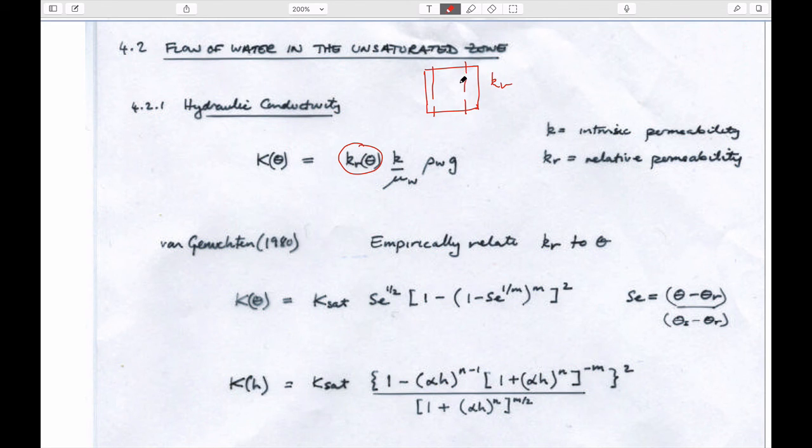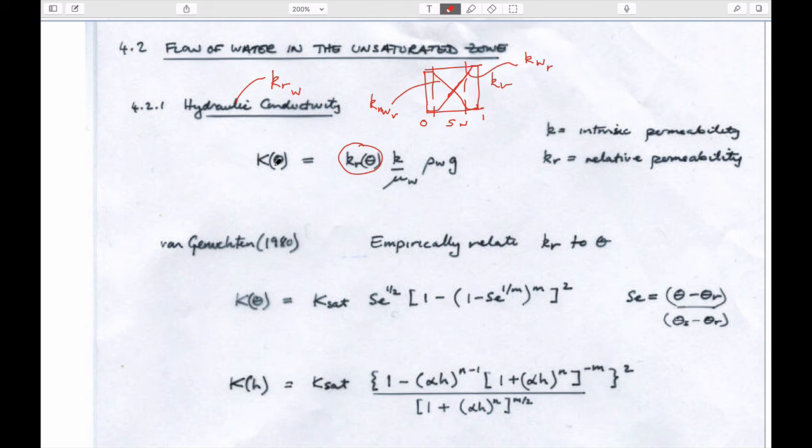K sub r, and they look, depending on how you draw them, like this. This is water, 100% and 0. I guess based on this, this would be the water relative permeability curve, and this would be the non-wetting relative permeability curve. So Van Genuchten curves are for water, or the wetting fluid, not the non-wetting fluid.